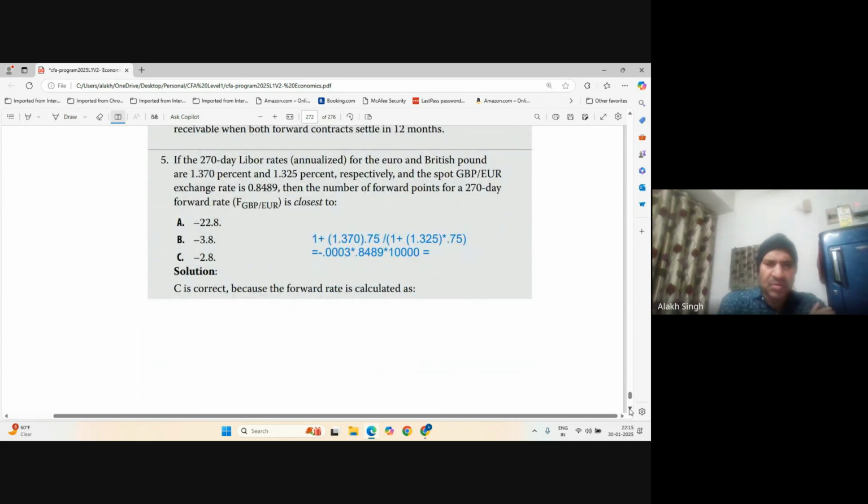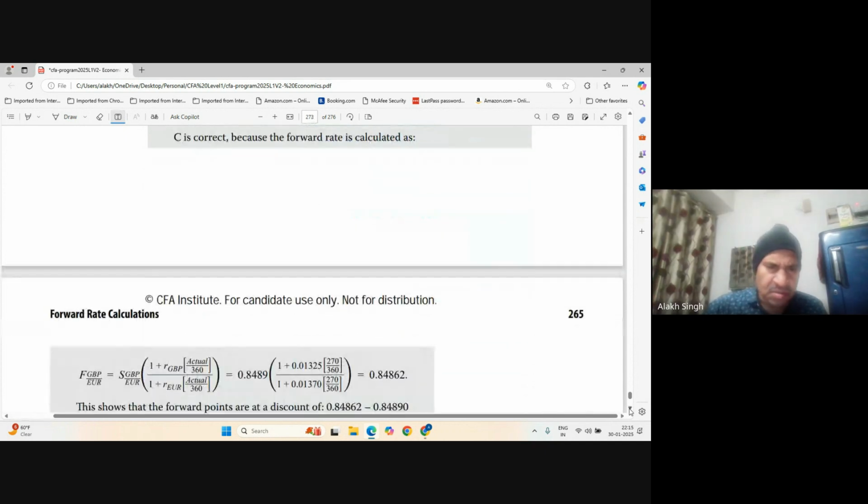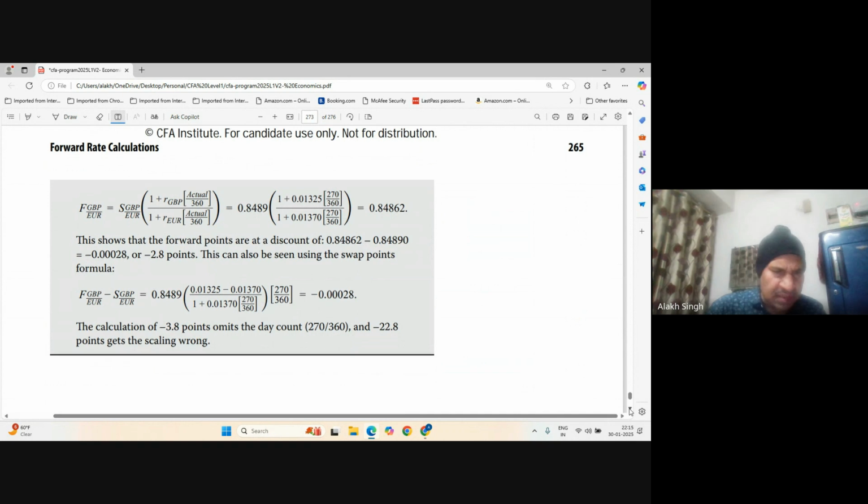So did you have any difficulty in solving this kind of question? Practically no, sir, because we answered it. So you basically understood. Okay, let's go down. 0.0028. Yeah, the book has calculated and then it gave this.